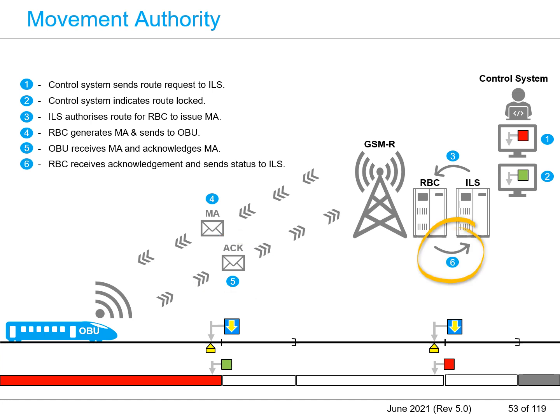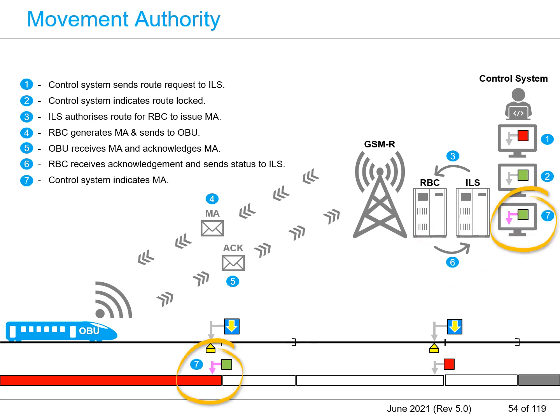Step 6, after the RBC received the MA acknowledgement message from the OBU, the RBC informs the ILS. Step 7, the ILS informs the control system to indicate magenta color on the route entry, meaning the MA is granted and acknowledged for the interlocking route. The movement authority process is now complete.